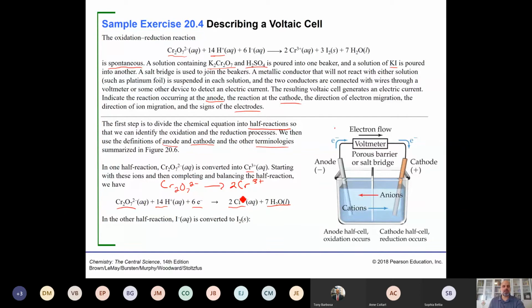In the other half reaction, we did the same thing. We have iodide being converted over to iodine, and all we did was balance. You can see in this case there's no need for water or protons because you're just going from one to the other, so it's just electrons that are being transferred. And this equation has already been balanced, with 6 electrons.